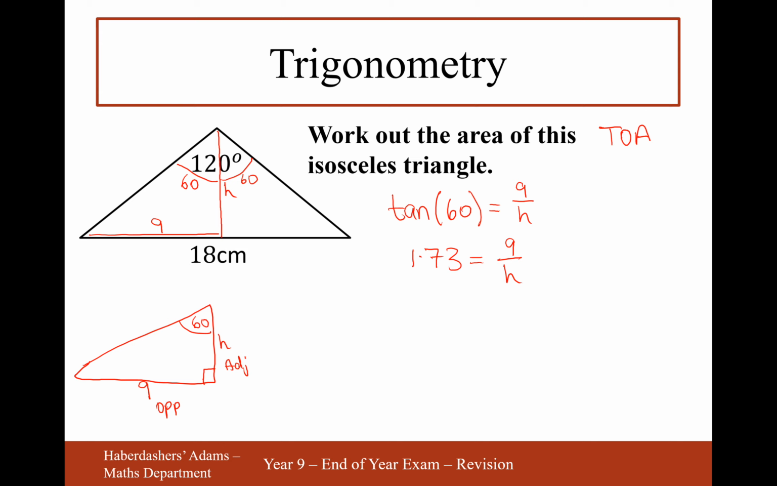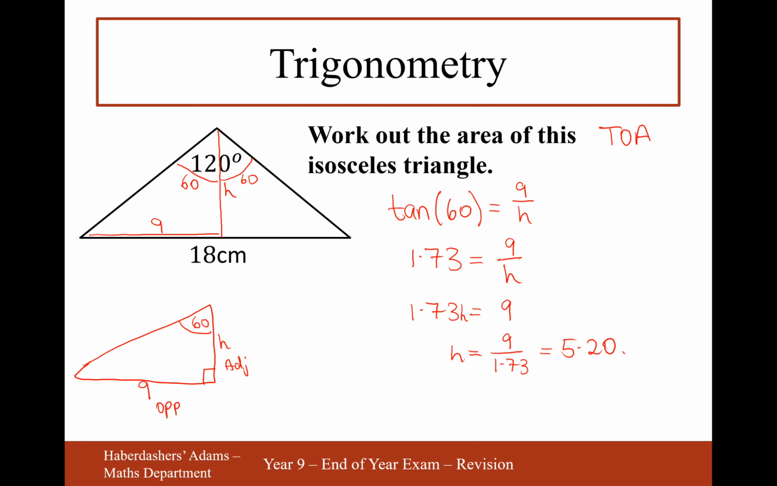Alright, so now what we need to do is multiply the h onto the other side, because this one's a little bit more difficult to rearrange. And then divide by the 1.73. So we type into the calculator 9 divided by 1.73, and that will give us... I shouldn't have written 1.73 into the calculator, should I? I should have used the exact value of tan 60. So I'll do that again. I'll do 9 divided by answer button, and that will give me 3 root 3. I'll press S to D to turn it into a decimal, 5.20.